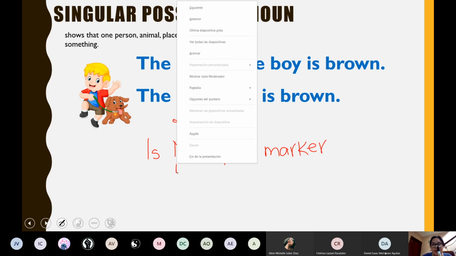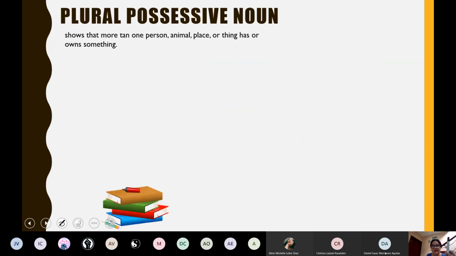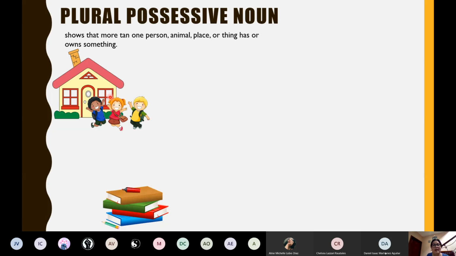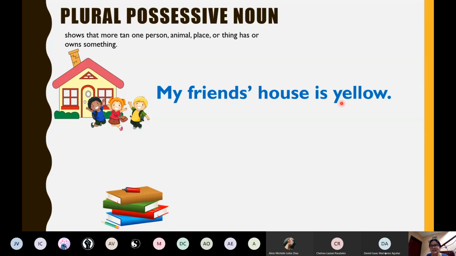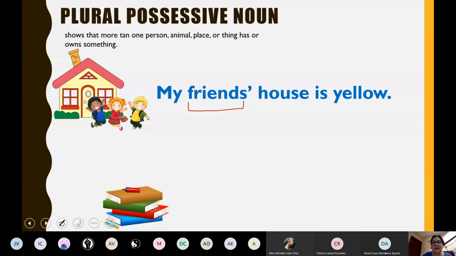The important thing is that you write the owner first, then the apostrophe, and S if it's singular, and then what belongs to Natalie. In this case, is Natalie's marker. So there we have another sentence, but we are not going to do it now. In plural, here we have some students. Can you see the students? Here, and we have a house. We can say my friends' house is yellow. Look the plural. Here we have the owners of the house that are my friends. It's plural because before the apostrophe, we have a plural noun, friends. And then here we have what belongs to my friends. The house belongs to my friends. So we say my friends' house is yellow.